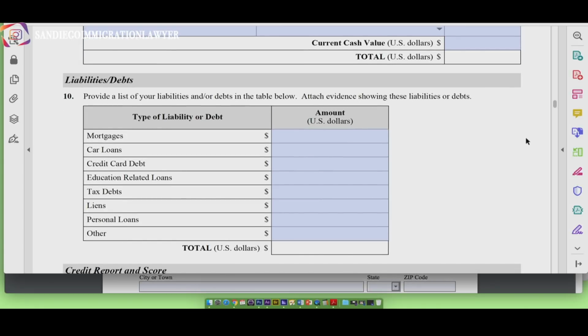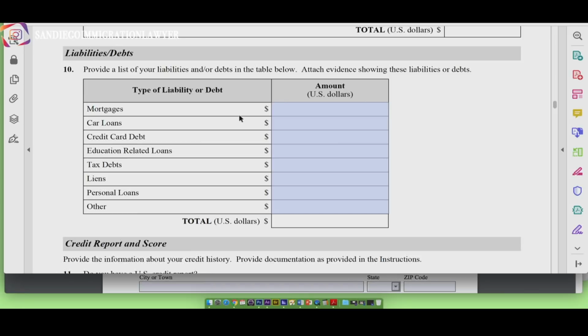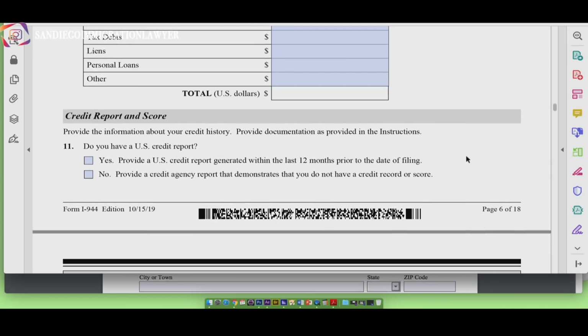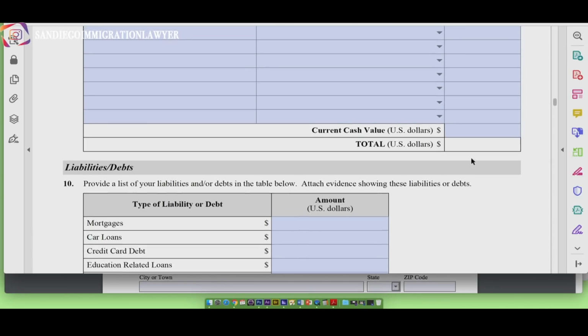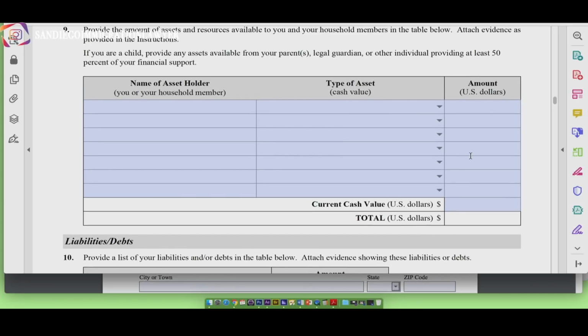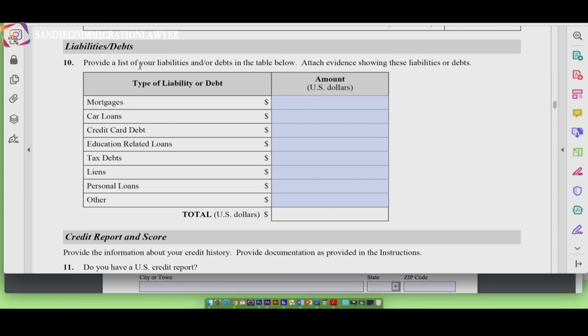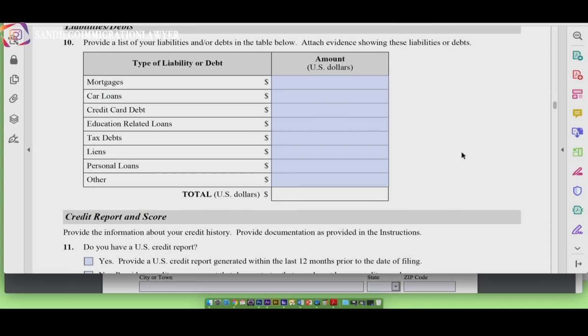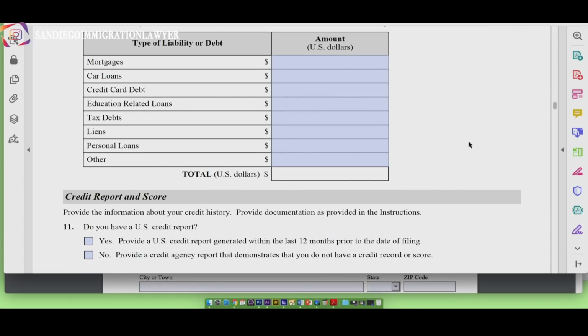Of course, they also want you to list your liabilities and/or debts. So if you are a new immigrant and you don't have a social security number and you don't have credit, then you may not have any liabilities. In this next question, it says, provide a list of your liabilities and/or your debts in the table below. This is only for the applicant. It's not asking about your household members, such as your petitioner, or spouse or parent or child. It's asking about you only.